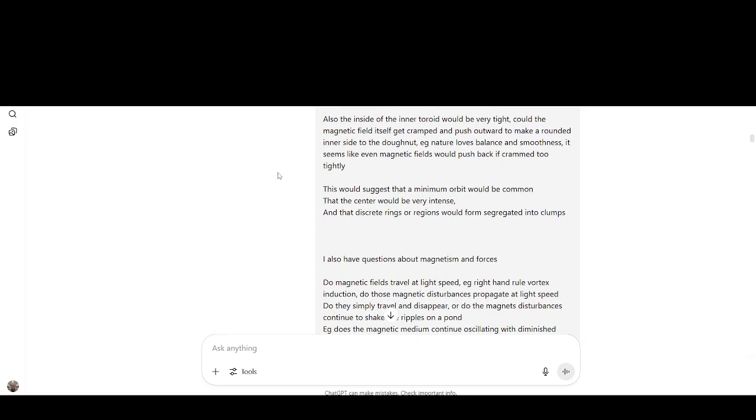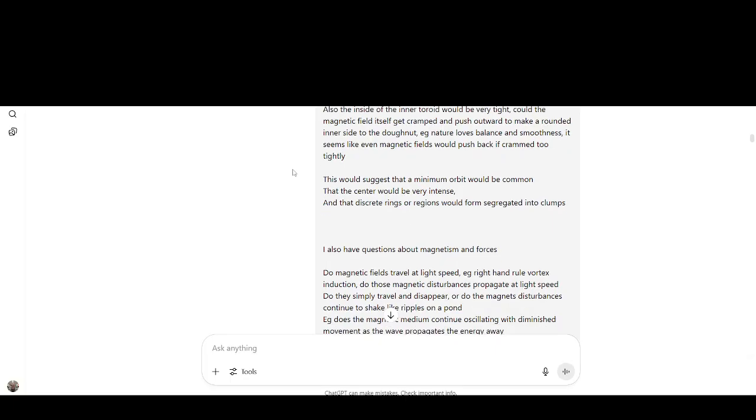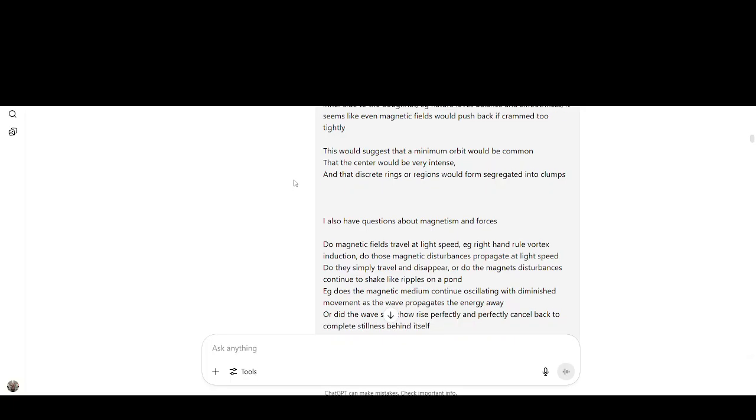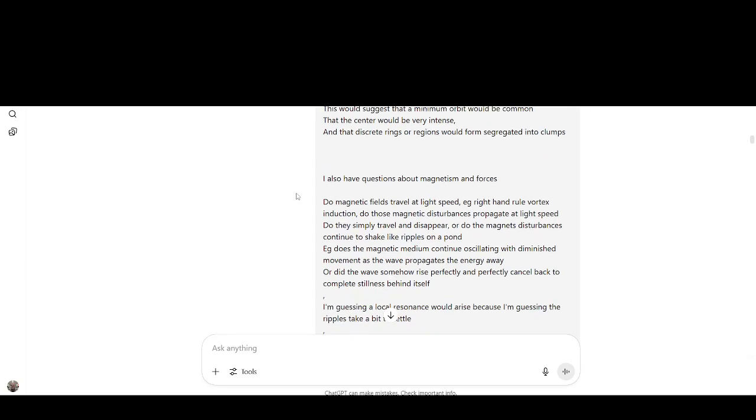Also, the inside of the inner toroid would be very tight. Could the magnetic field itself get cramped and push outward to make a rounded inner side to the donut, e.g., nature loves balance and smoothness? It seems like even magnetic fields would push back if cramped too tightly. This would suggest that a minimum orbit would be common and that the center would be very intense, and that discrete rings or regions would form, segregated into clumps.